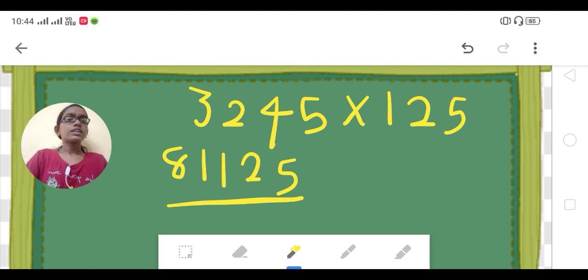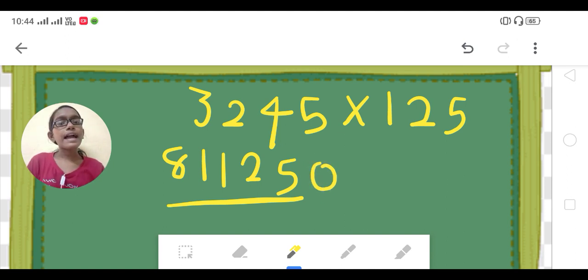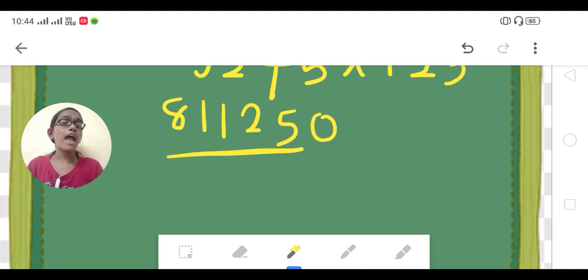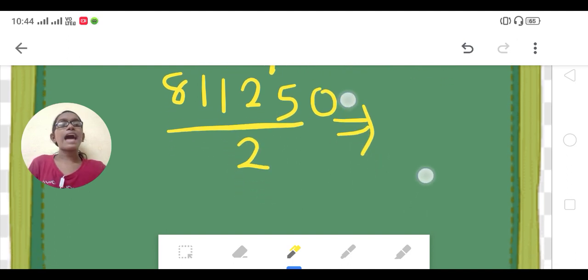Now what you will do is just put a 0 behind it. Just put a 0 behind it, only one 0, nothing else, and you will be able to solve this type of questions even more easily. And once you add a 0, then divide this number by 2. Dividing any number by 2 is even easier, I believe.